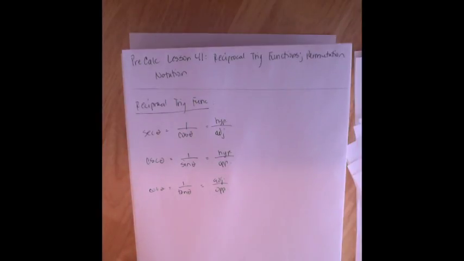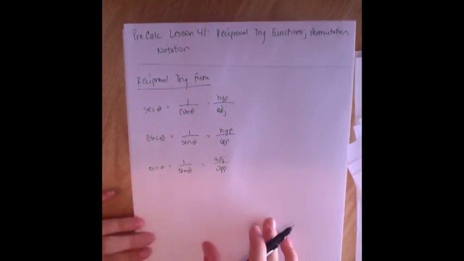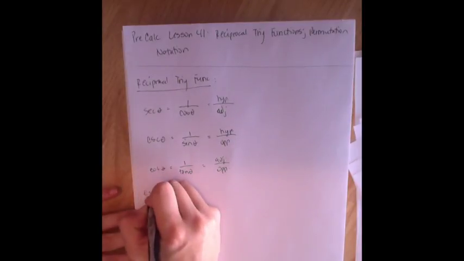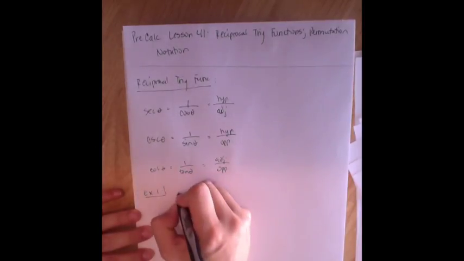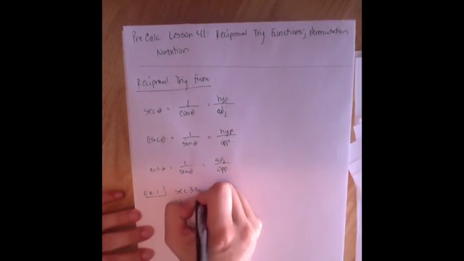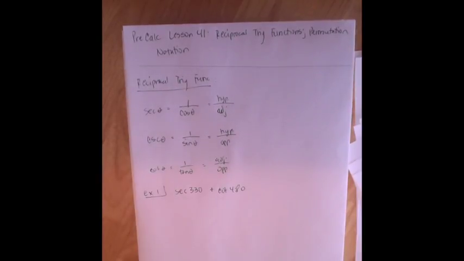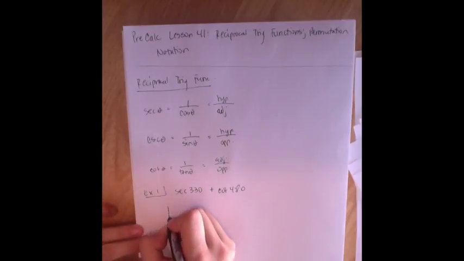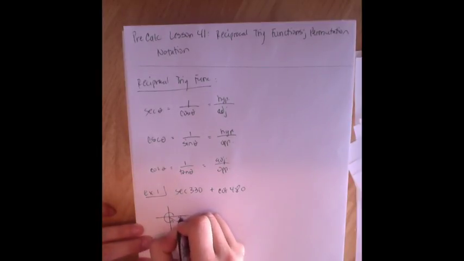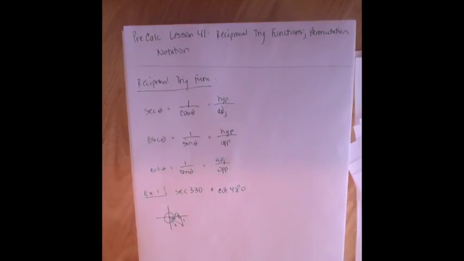Okay, so we are going to be doing a very similar thing with drawing our necessary reference triangles, drawing our angles, but now we're going to use secant, cosecant, and cotangent. So, for example 1, we're going to evaluate secant of 330 plus the cotangent of 480. So, let's draw 330. 330 is over here, and we know this is our 30, 60, 90 triangle, so we have root 3, 1, and 2.